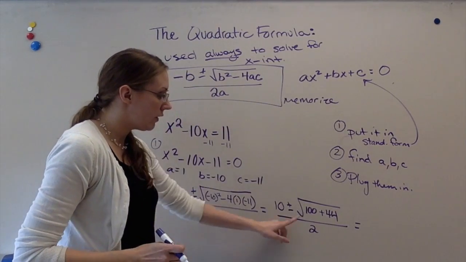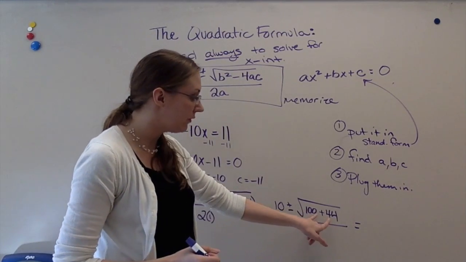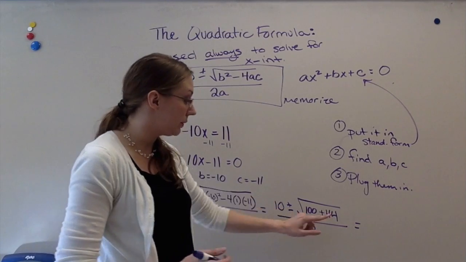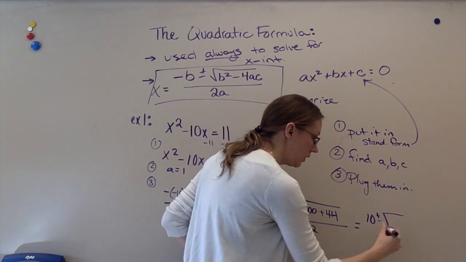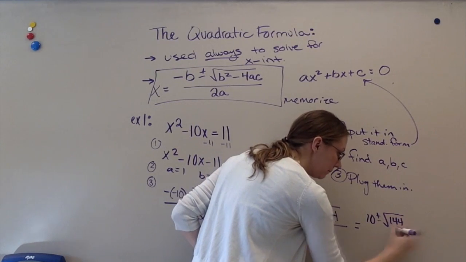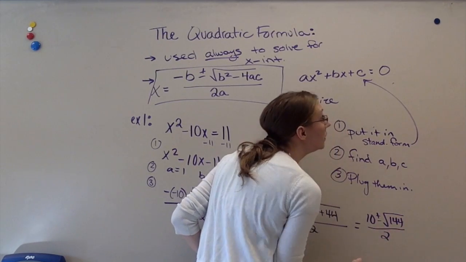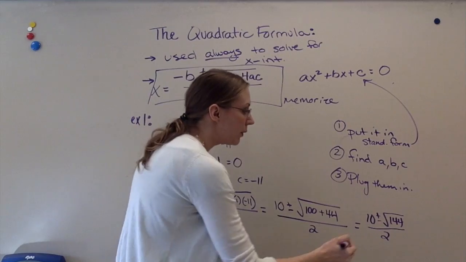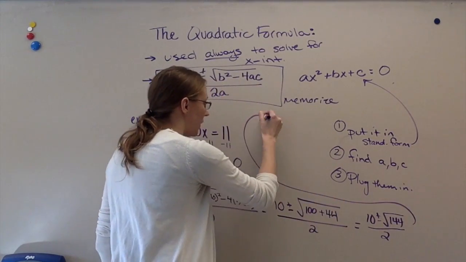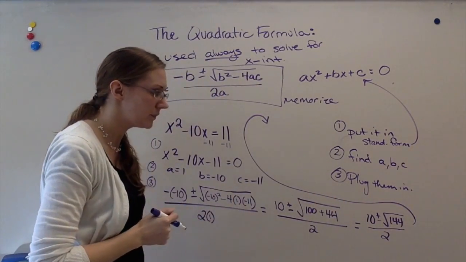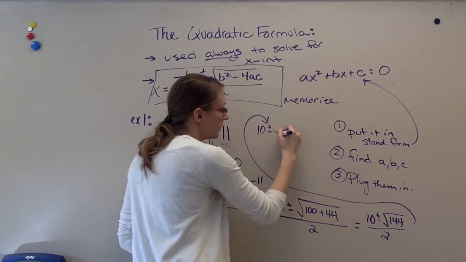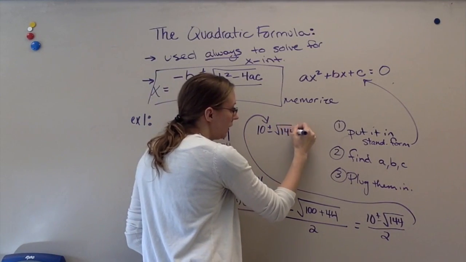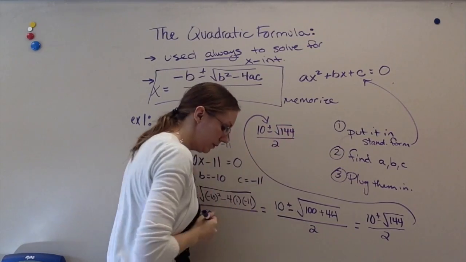We're going to continue solving this now. Okay, I'm going to simplify again inside my radical symbol. So I have 10 plus or minus the square root of 144. All of that is over 2. I'm going to bring this piece right up here. I know it kind of messes with your notes a little bit, but I need some space. So I'm going to have 10 plus or minus the square root of 144. The whole thing's divided by 2.